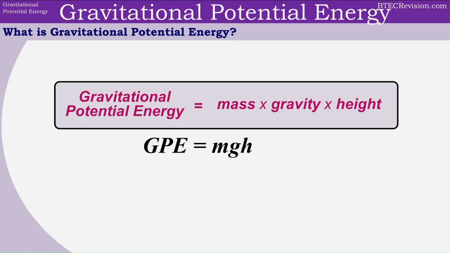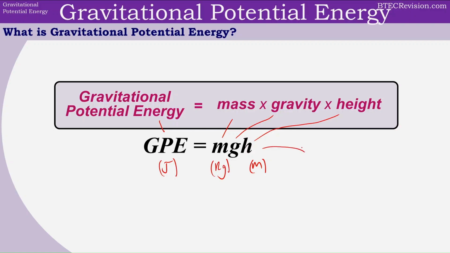The short form GPE stands for gravitational potential energy, M stands for mass, G for gravity, and H for height. The units are joules for gravitational potential energy, mass is measured in kilograms, and height is measured in meters.